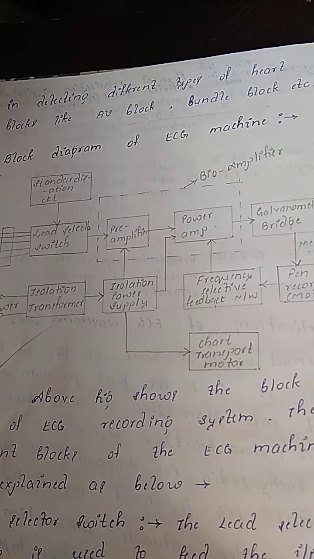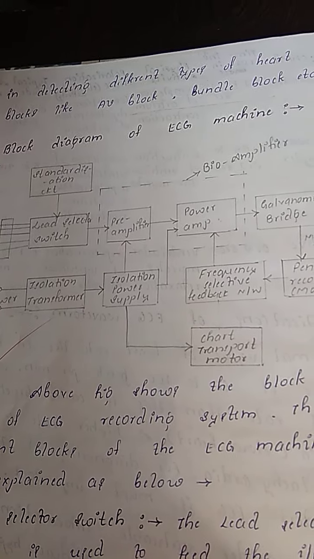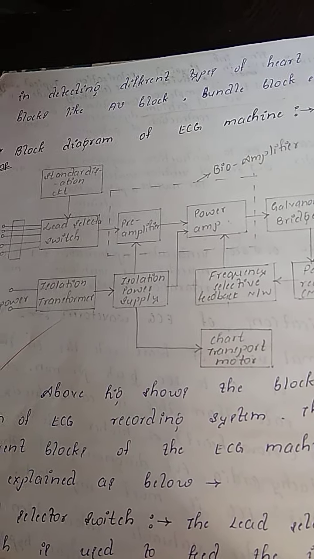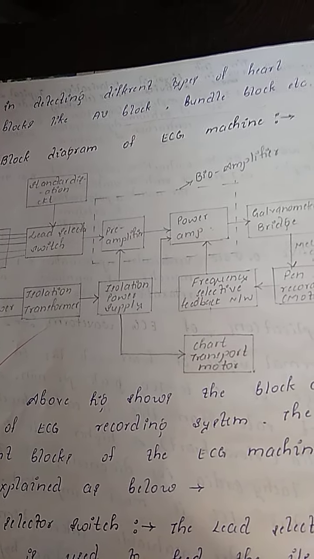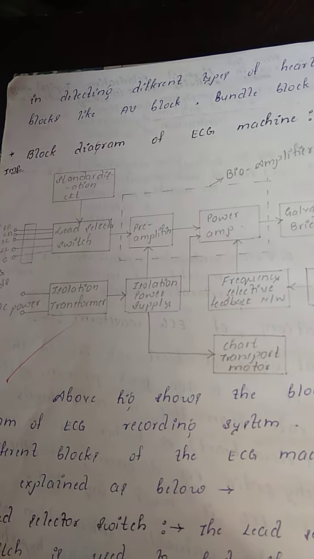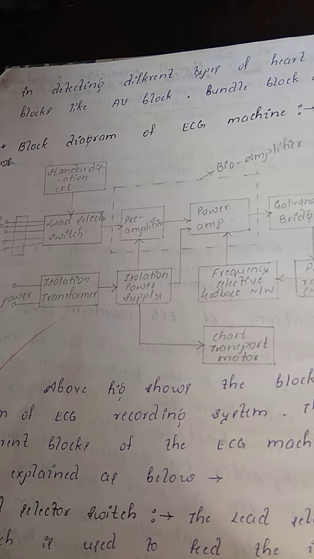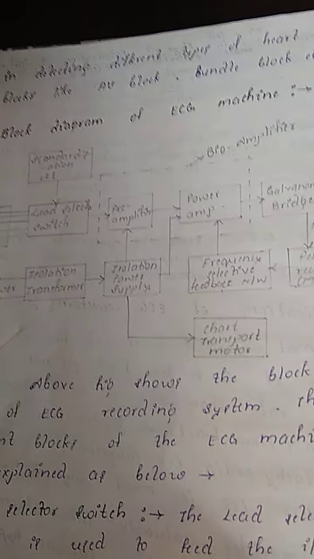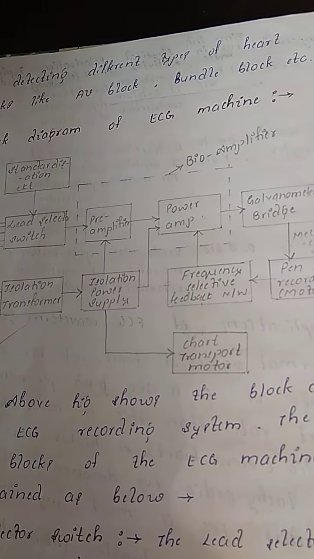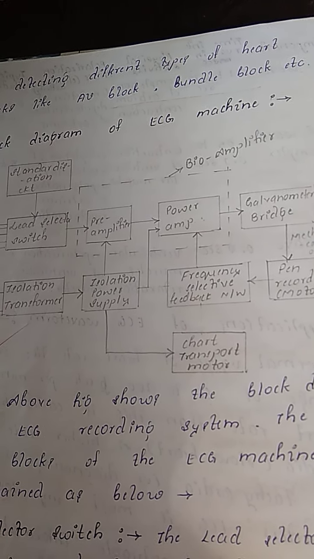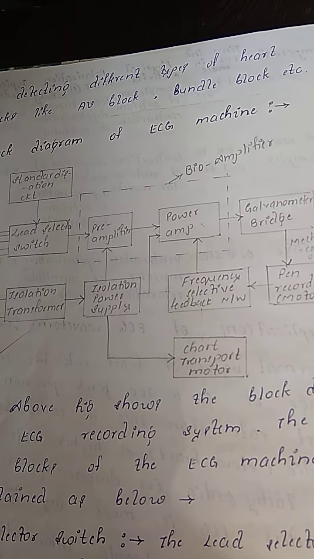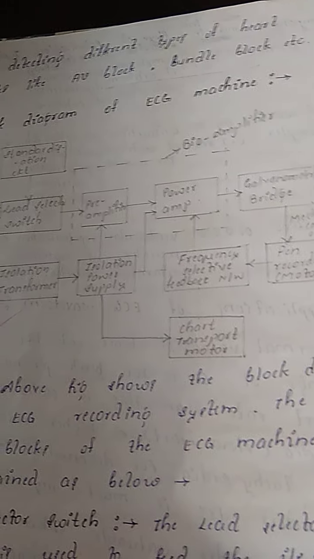The standardization circuit is used to calibrate the instrument before using. It will send a 1 millivolt DC signal to this instrument for the calibration purpose. After the calibration is over, the lead selector switch will be picking up the ECG voltages generated by the leads and feeding them to the preamplifier. So the preamplifier is a voltage amplifier which is raising the voltage level of the ECG signal picked up by the leads. Usually differential amplifiers are used for this purpose.